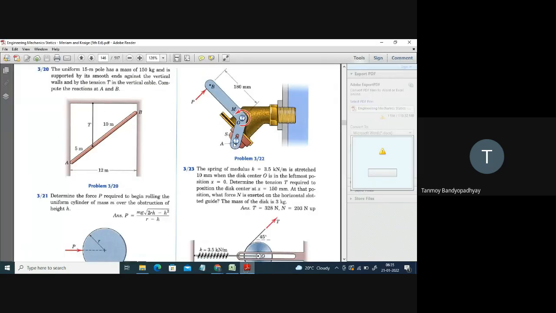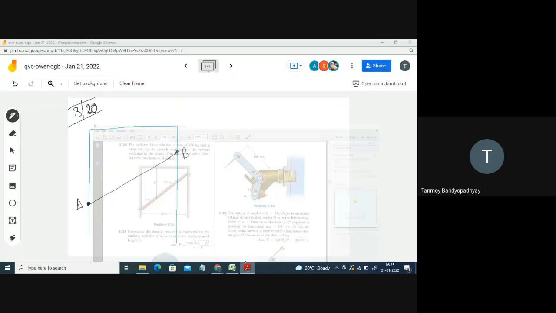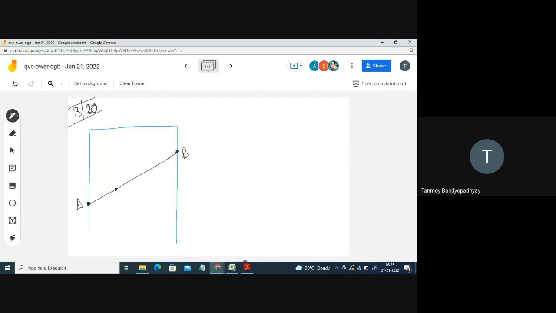What else is given? There is a 10 T actually. At a distance of 5 meters you have a tension force in the upward direction. What else? What will be the nature of the normal reactions? Here there is no friction, so you don't have a resultant reaction. Only you have normal reactions NA and NB.